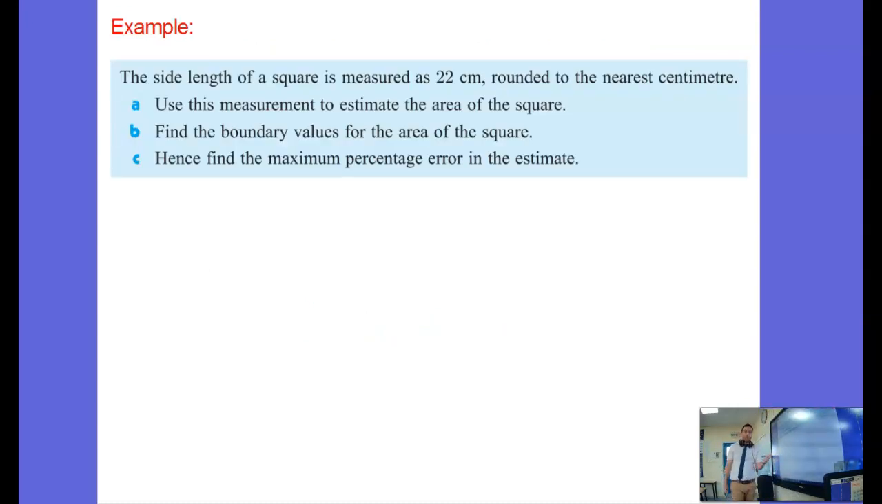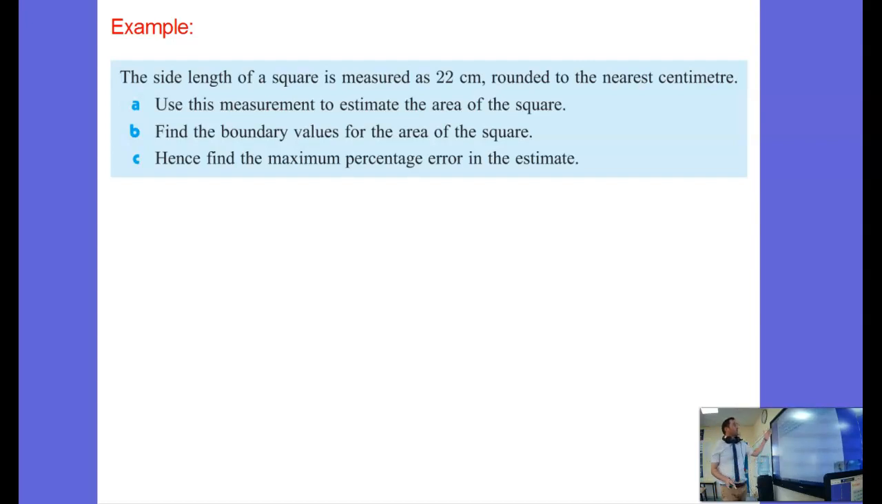Now we're going to look at a slightly more complicated example where we've got values that are rounded, then an operation was performed, and now we want to find the percentage error, the maximum percentage error. And there's a little bit more to this one.